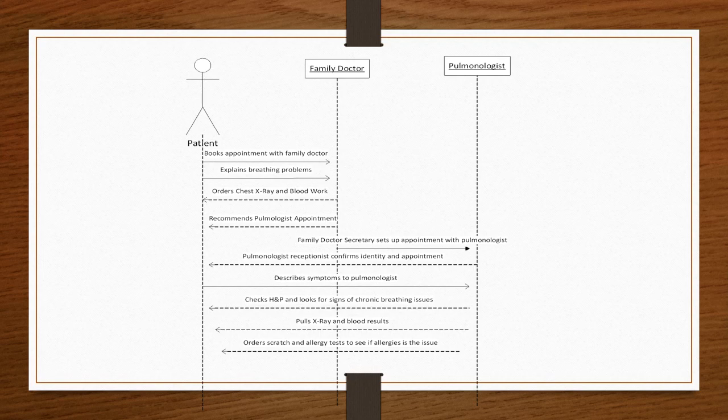The family doctor then asks to see if the receptionist. The receptionist responds by confirming the patient's identity. The patient then relays his symptoms to the pulmonologist, who responds by looking at the records to see if he has any knowledge of the condition. He then pulls up the chest X-ray and blood work and orders additional reports, which all goes back to the patient.